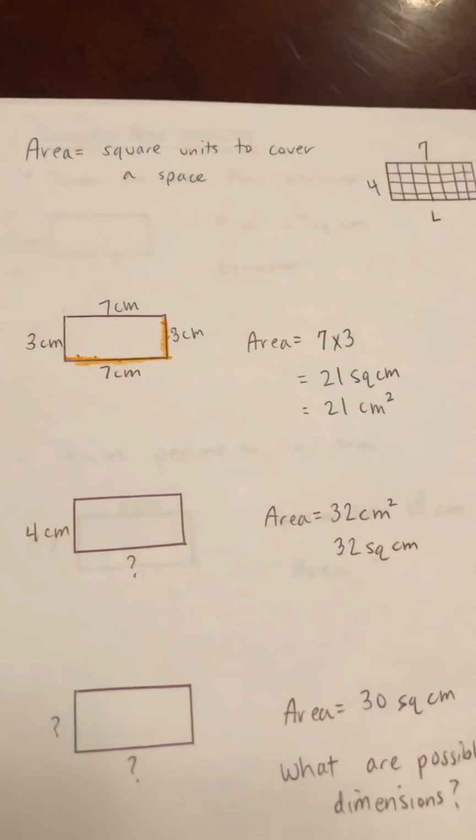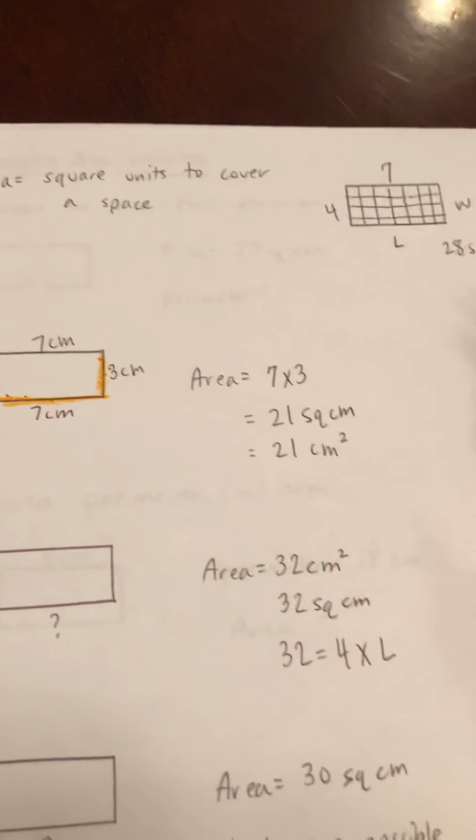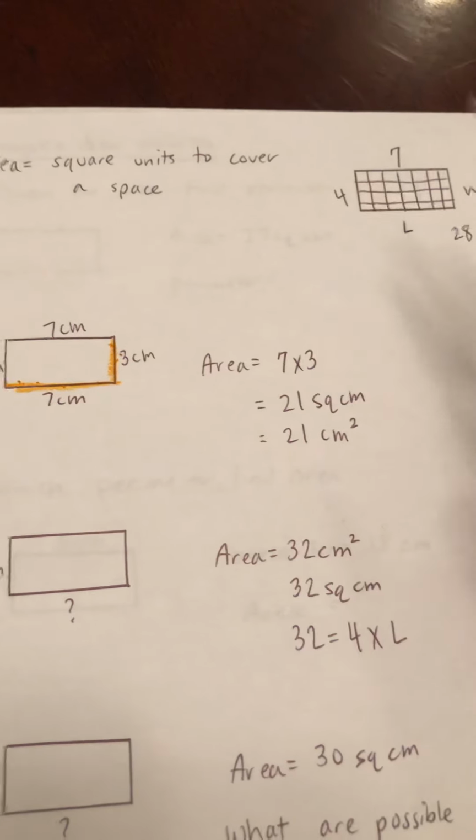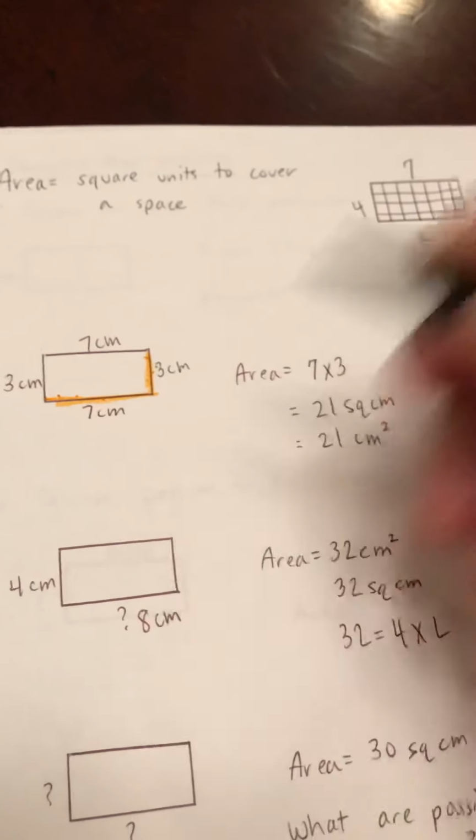32 is equal to 4 times the length or the base. So use division here. 4 times some number is 32. 32 divided by 4. This is going to give me 8 centimeters as an answer.